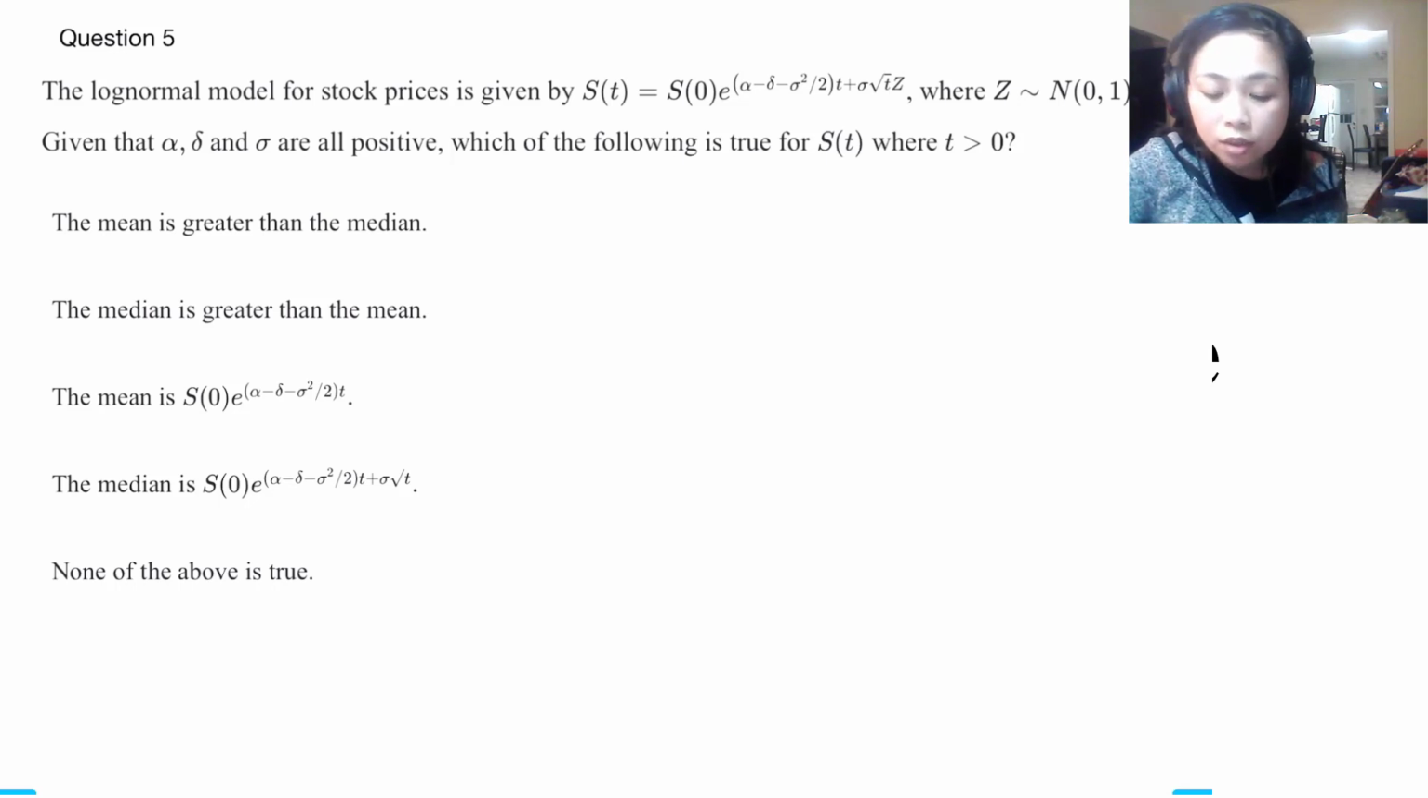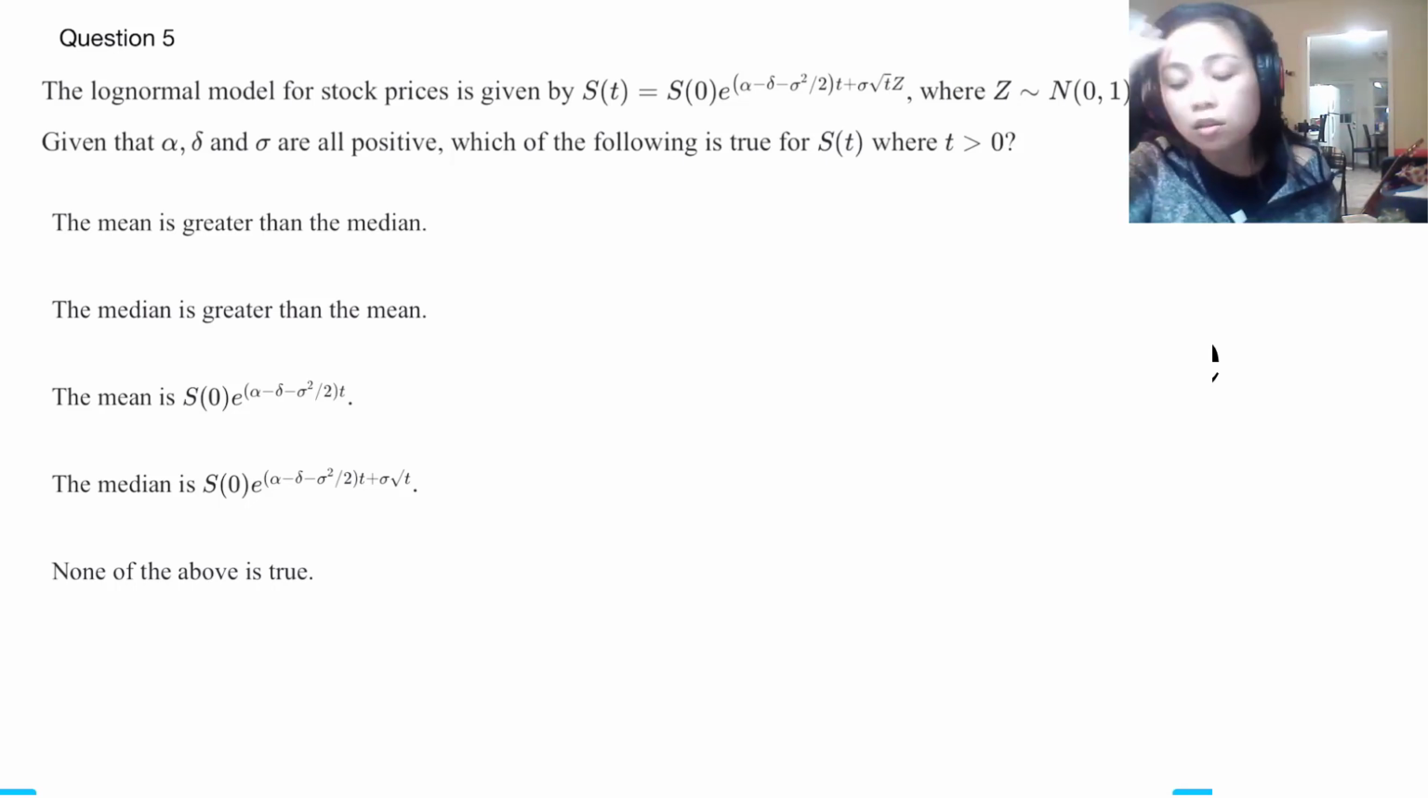So let's check one by one. The first two statements, we need to compare the mean and the median, right? So I'm going to leave it there for the last. Let's look at the next two statements. The mean is this, and the median is this.